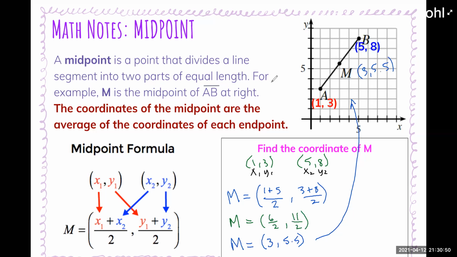And let's just double check. It looks like we're going over 1, 2, 3, and up 5.5. That looks just about right.